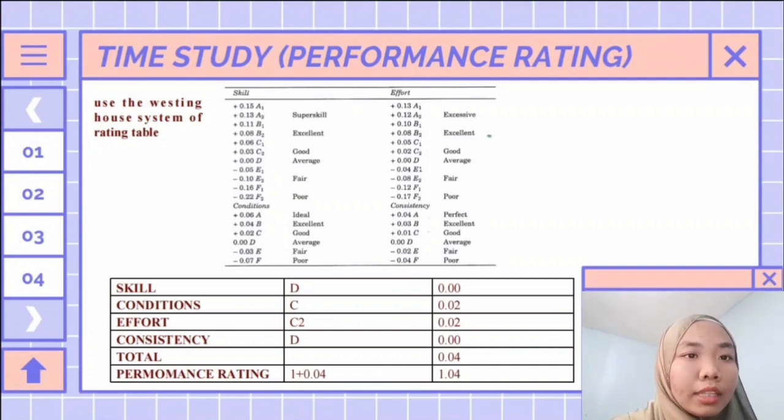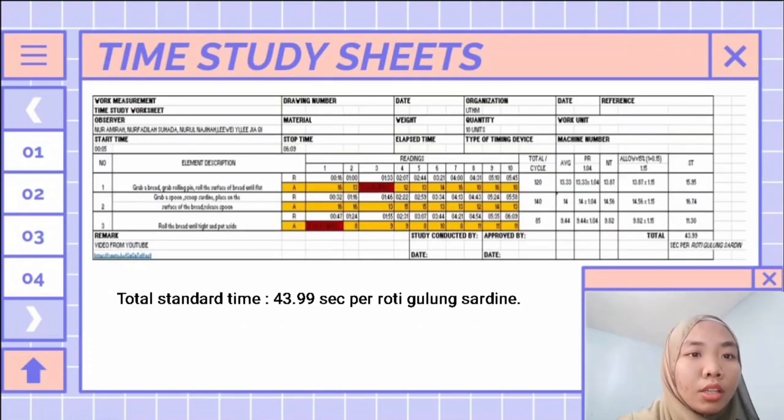So, we can see the table after total out of each factor, we can get 1.04. Okay, next, time study sheet.